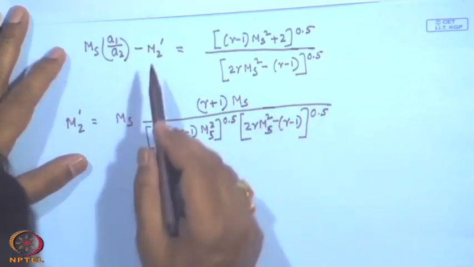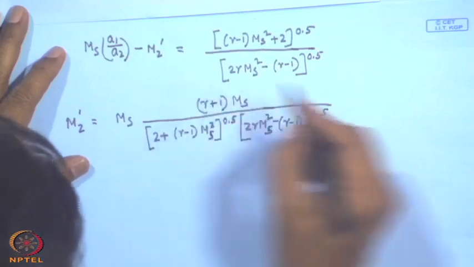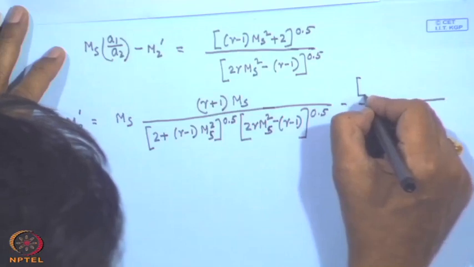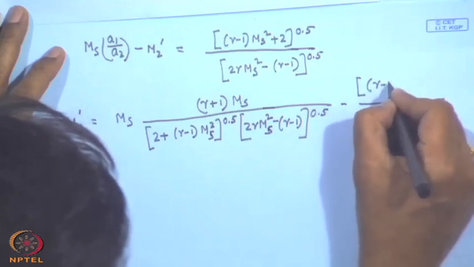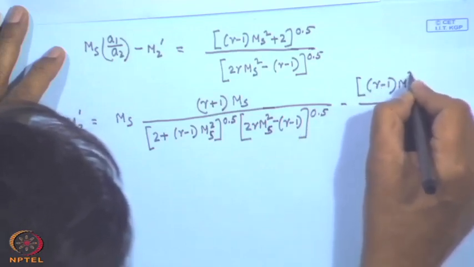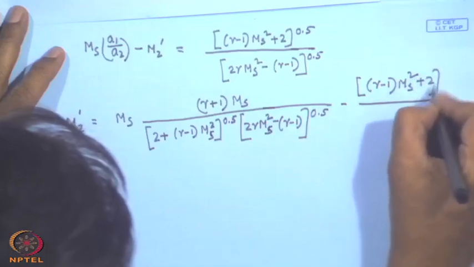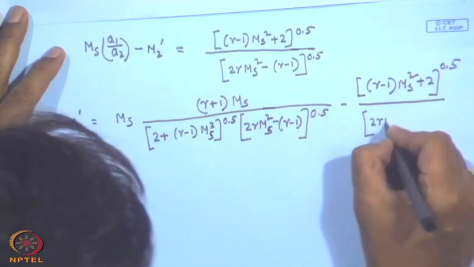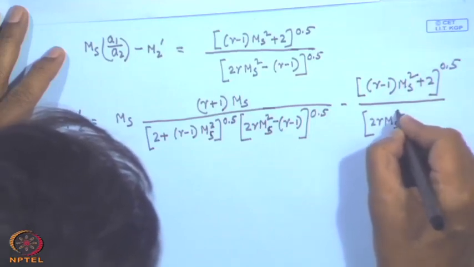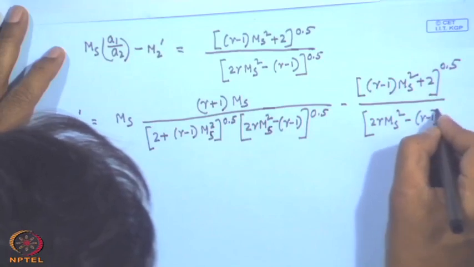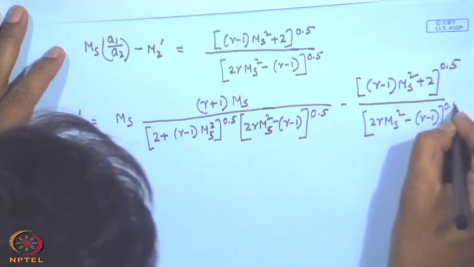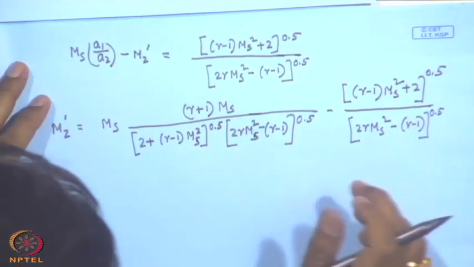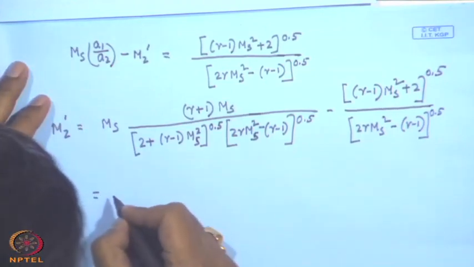All right. So, M2 dash is Ms into this minus, if you do that, you will get gamma minus 1 Ms square plus 2 to the power 0.5 divided by 2 gamma Ms square minus gamma minus 1 to the power 0.5. You can see it very correctly. Okay, then this becomes equal to what?